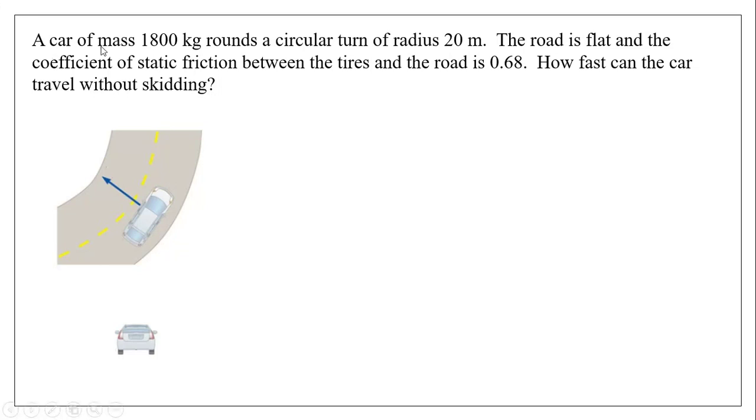Alright, so here a car of mass 1800 kilograms rounds a circular turn of radius 20 meters. It says the road is flat and the coefficient of static friction between the tires and the road is 0.68. How fast can the car travel without skidding?